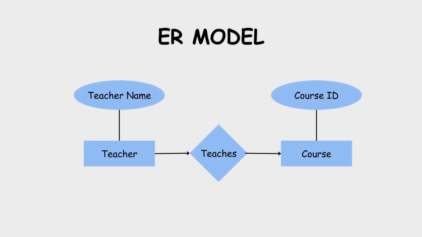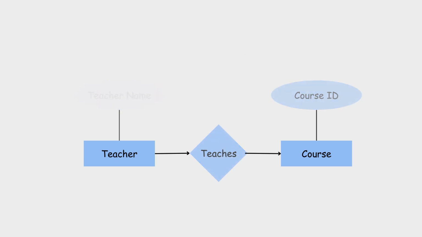This is an example of an ER diagram. Here, teacher and course are the entities with attributes teacher name and course ID. Teachers is a relation between teacher and course. The entities here, teacher and course, are represented using rectangles. Attributes teacher name and course ID are represented using ellipses, and the relation teachers is represented using a rhombus.